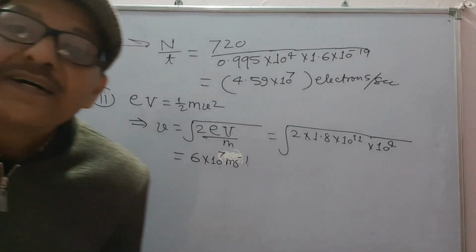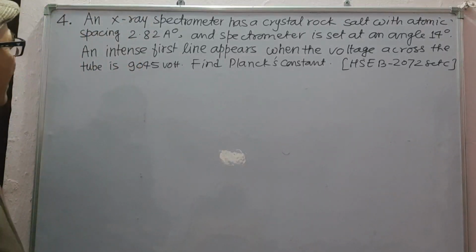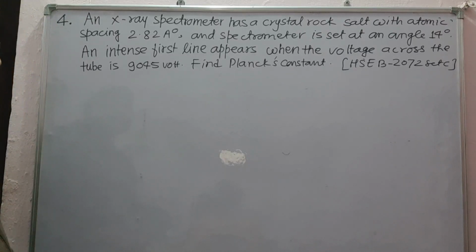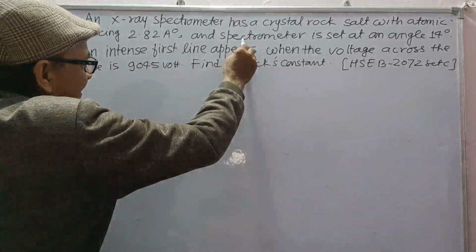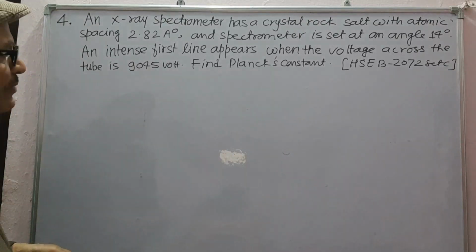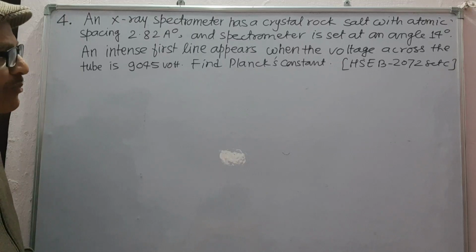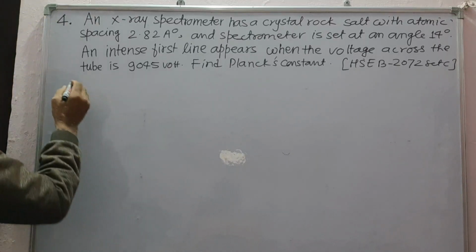electron striking the anode. Next question number 4 is, an X-ray spectrometer has a crystal rock salt with atomic spacing 2.82 angstrom, and the spectrometer is set at an angle of 14 degree. An intense first line appears when the voltage across the tube is 9045 volt. Find Planck's constant. Now solution.